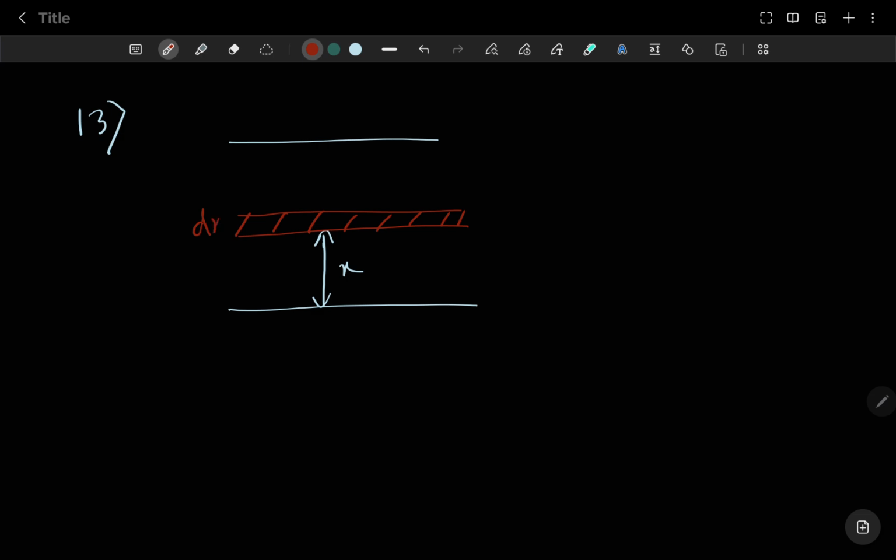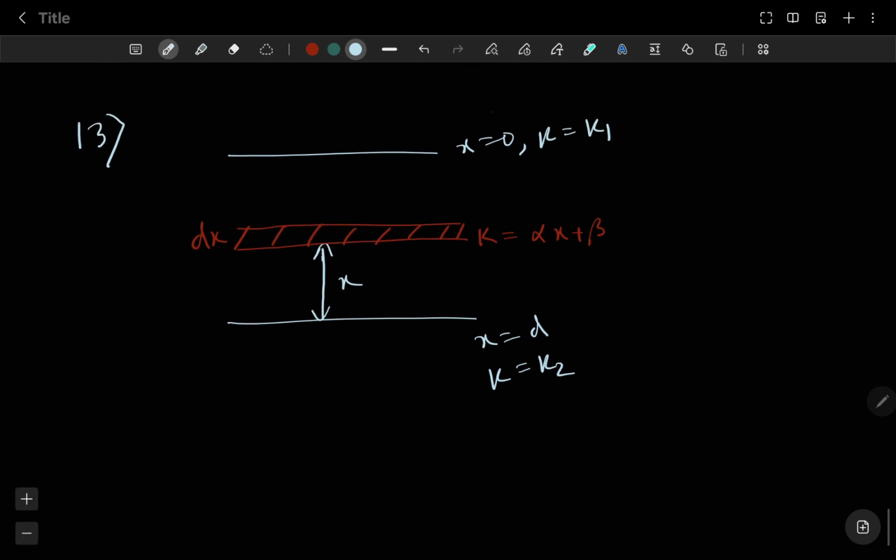Okay, call it dx. Here the dielectric constant is given as alpha x plus beta in this layer of the strip capacitor. It is given that at x equal to 0, k equals k1, and at x equals t, k equals k2. So with this relation we can get the values of alpha and beta.